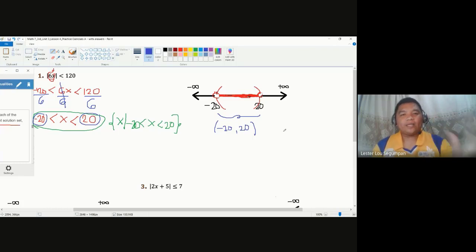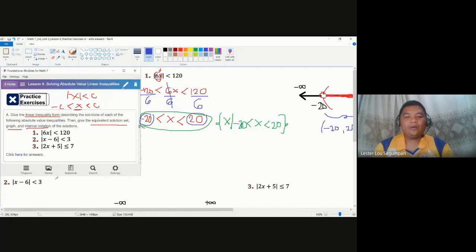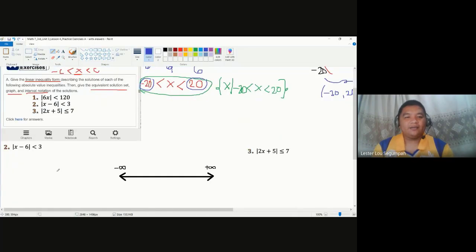Again, what is different in number one from the previous practice exercise A is that we have applied here division of coefficients on all sides. In item number two, we will not be dividing. Okay, let's look at this one.